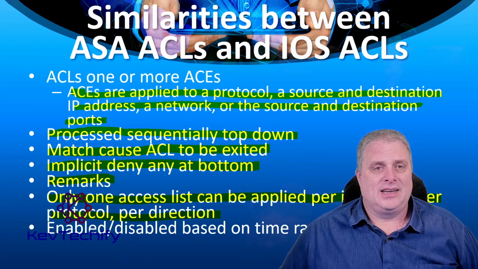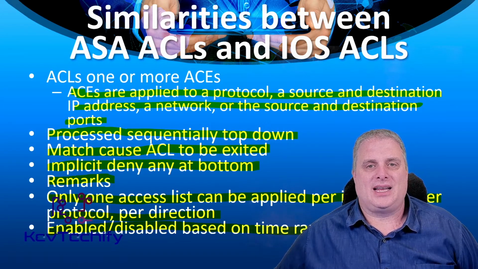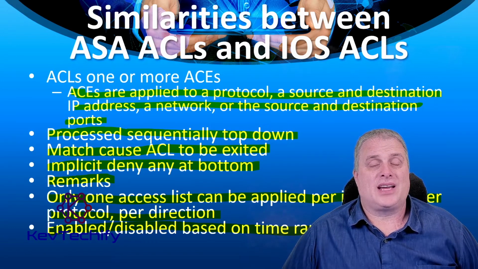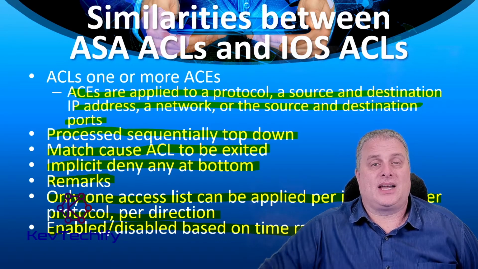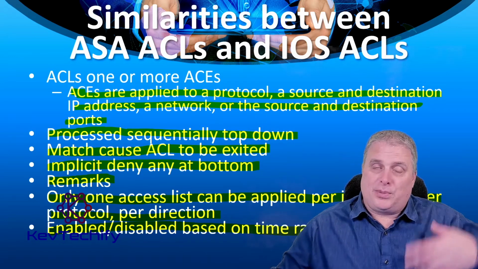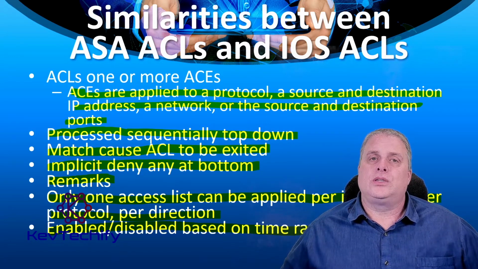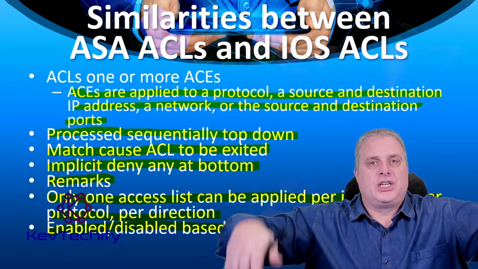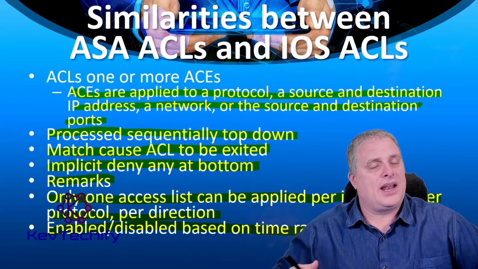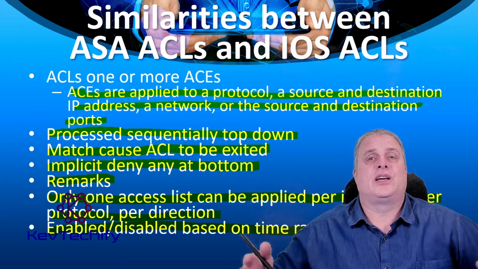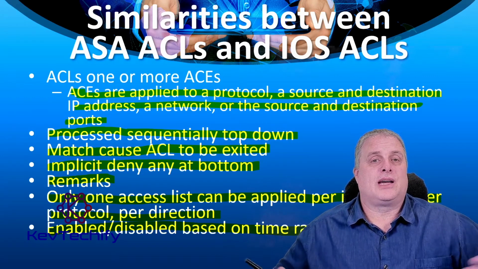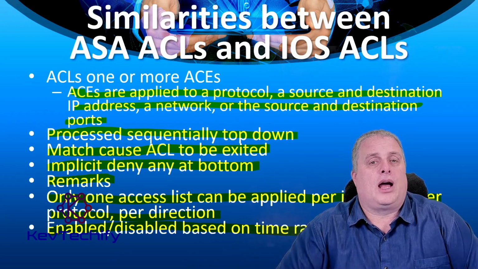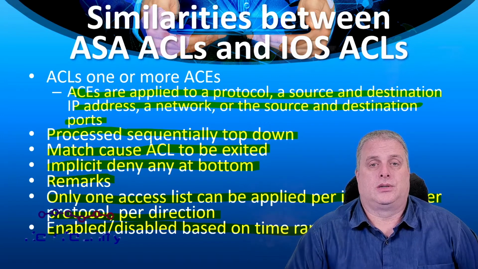And finally, ACLs can be enabled or disabled based on time ranges. You can have access control lists based on time. An example here would be, outside of normal work hours, let's shut our network down to limit access. Let's have a special access control list that shuts down our network, shuts down internet access, any of that type of stuff outside of normal business hours. Then when normal business hours start, let's go back to our normal operating network parameters.